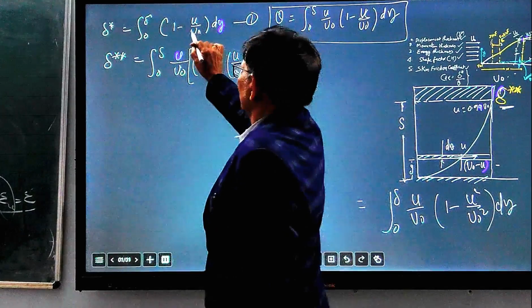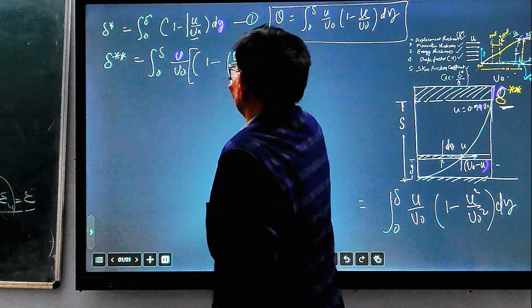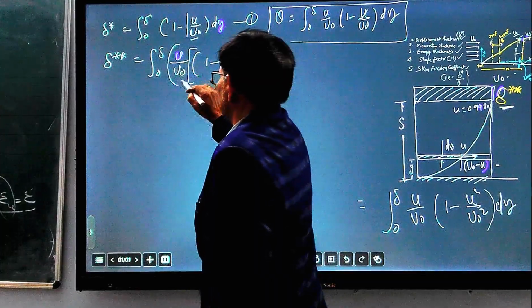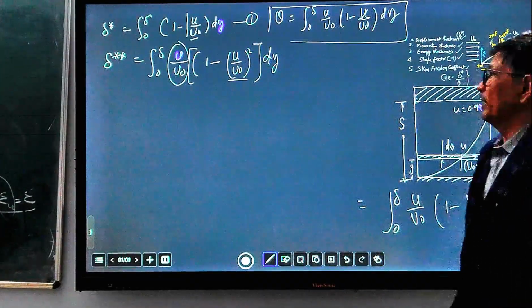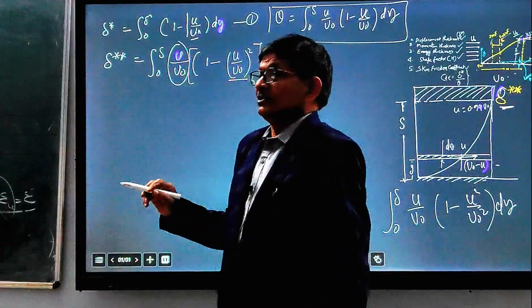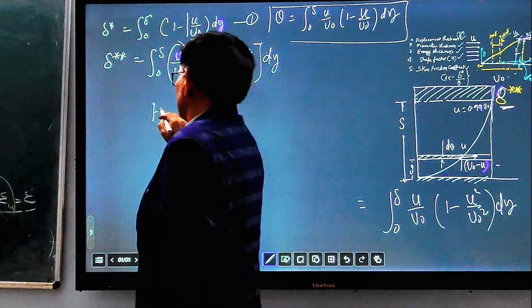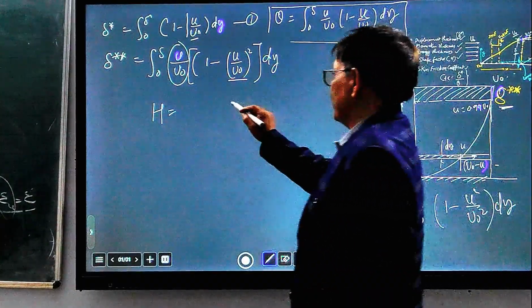Whenever you find that this value will be given in the question, this value will be given in the question, and this value will be given in the question, you have to find out by these relations a different thickness. Another point remaining here is defined as one parameter, H parameter, that is known as the shape factor.